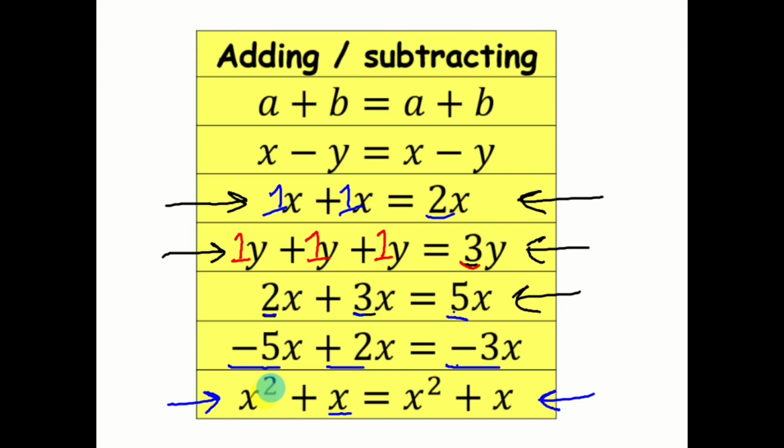I can't simplify them any further because x squared is not a like term to just an x term. Here I had an x term and an x term, which just gives me an x term. But I cannot simplify an x squared term with an x term. It will just stay as this. So they are some of the basic rules, but hopefully they will become a bit more clear as we go through the video.